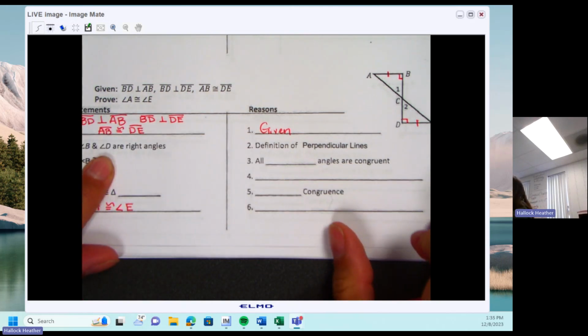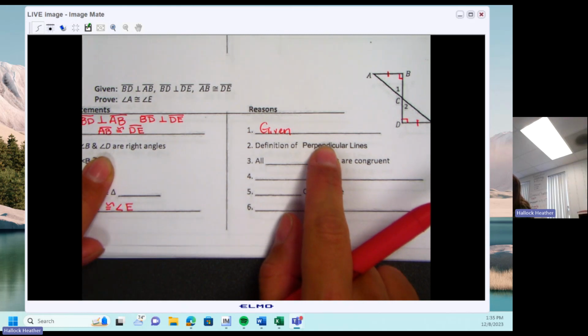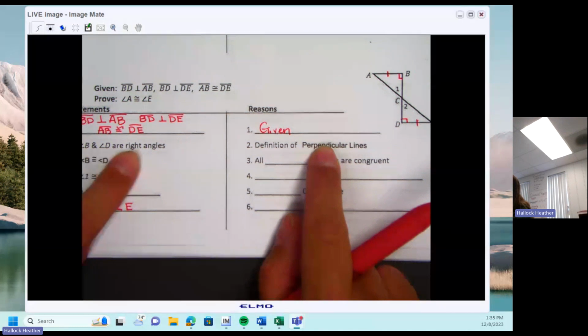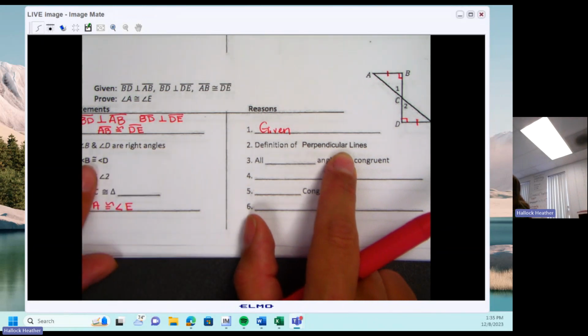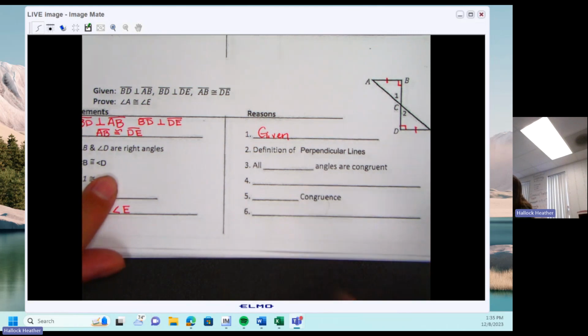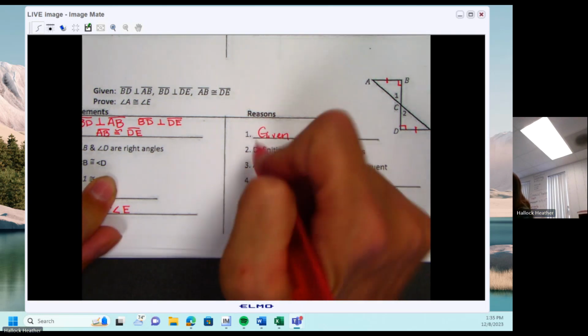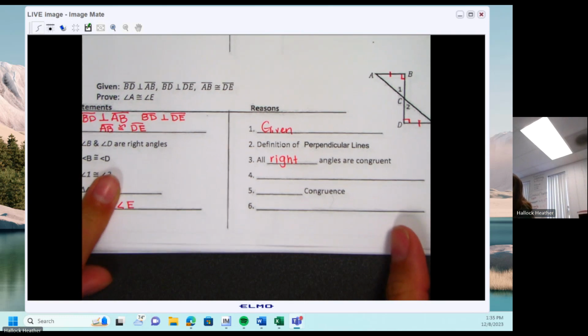Number two, even though you don't have to fill in a blank, people are skipping this because they think, I don't have to read that. It's giving you a piece of information you should add to your picture. It says angle B and angle D are right angles. Definition of perpendicular lines, because perpendicular lines create 90 degrees. I guess I don't need to fill in anything because I already did that. Angle B is congruent to angle D. All blank angles are congruent. What do you think would have to go there? Right, because all right angles are congruent.